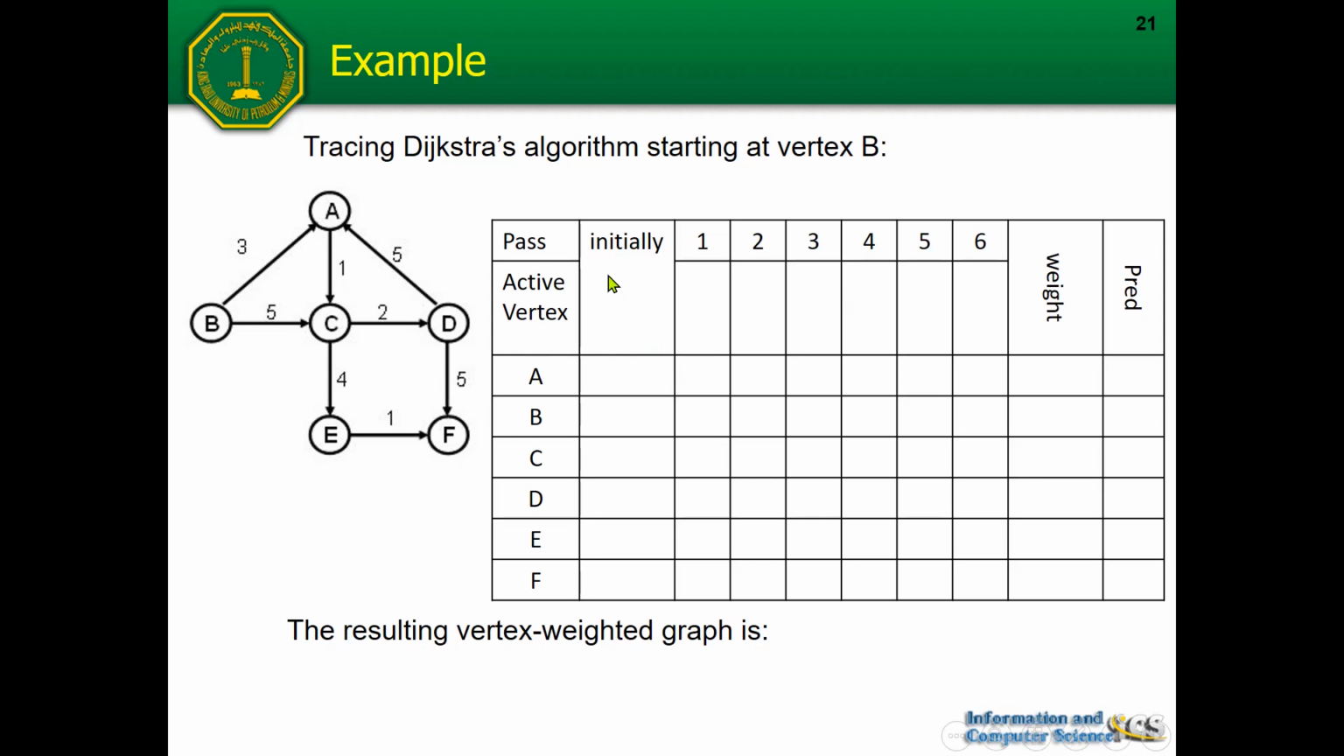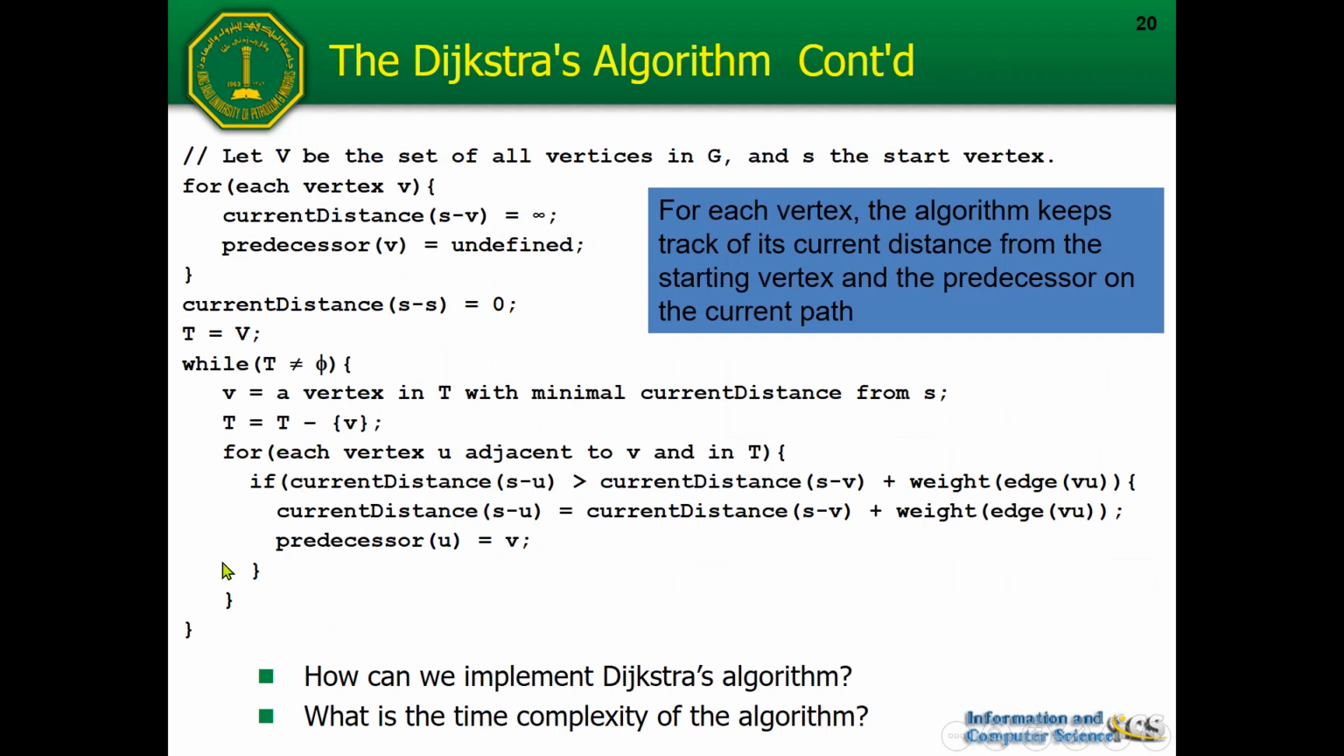Now look at this table. There are some columns. Okay, this is the first one. There is the pass, active vertex, something like that, initially, then 1 2 3 4 5 6, then weight and predecessor. Okay, predecessor. The pass means that there is pass 1. Okay, pass 2, 3, 4, 5 and 6. The pass means the execution of this while loop. If we enter the while loop for the first time, then we call it pass 1. If we repeat for the second time, then that will be pass 2.